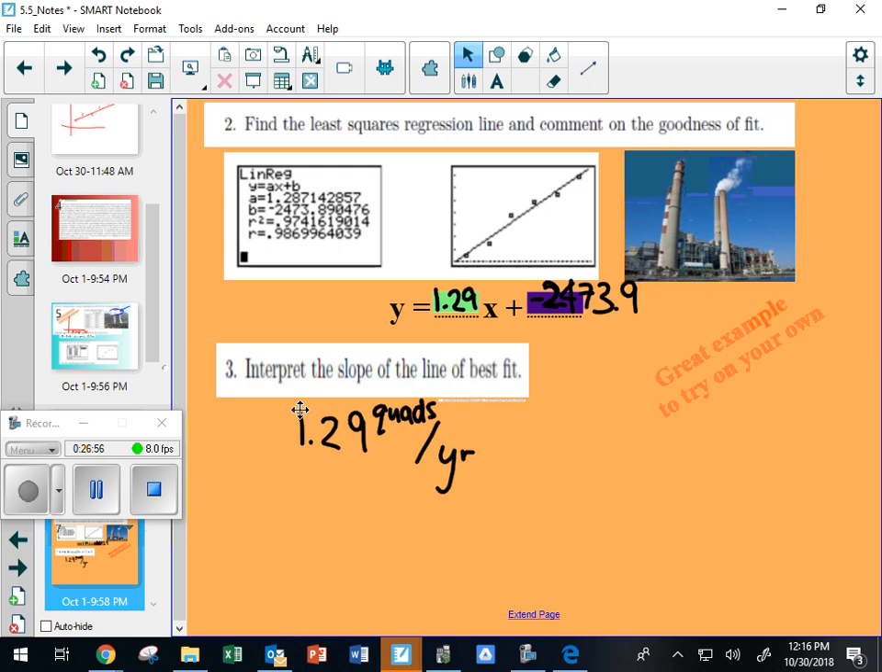And then for this number over here, this negative 2,500-ish number, what does that mean for us? Is it years? Do you think we can have negative 2,500 years? I don't know, it seems kind of weird to me, right? What is it if it's not years? It has to be quads, right? And so this is basically saying, if, theoretically, we were at year 0, we would be making negative about 2,500 quads.